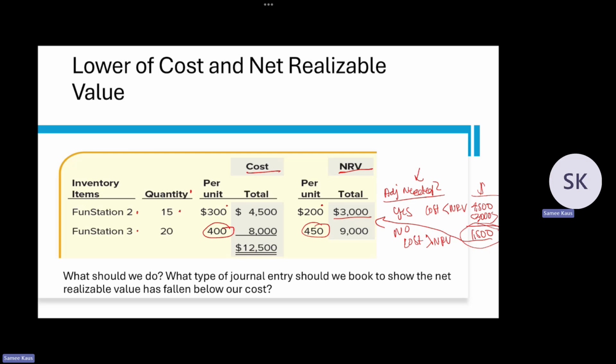So what accounts do you think are going to be impacted? What am I trying to accomplish? Well, number one, I'm trying to accomplish getting that inventory correctly stated on my books for 15 and decreasing it by 1,500.